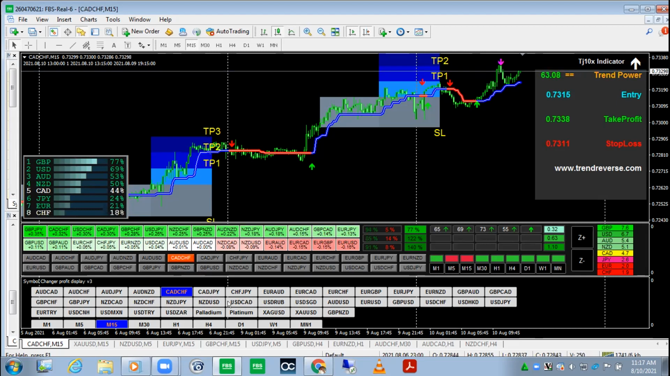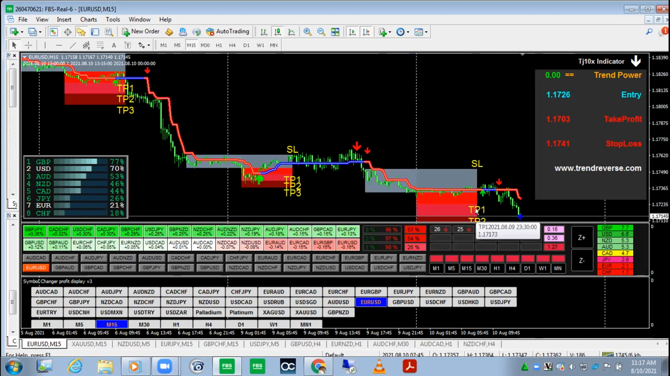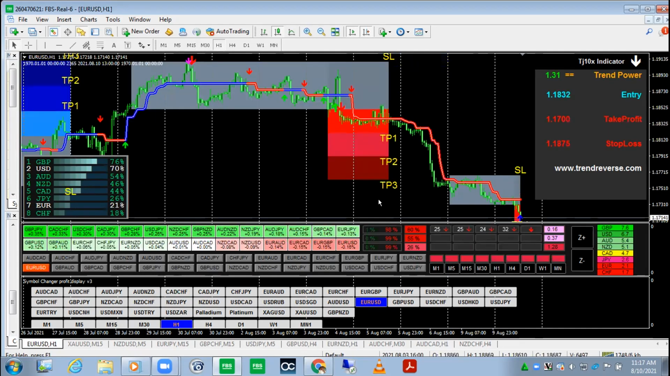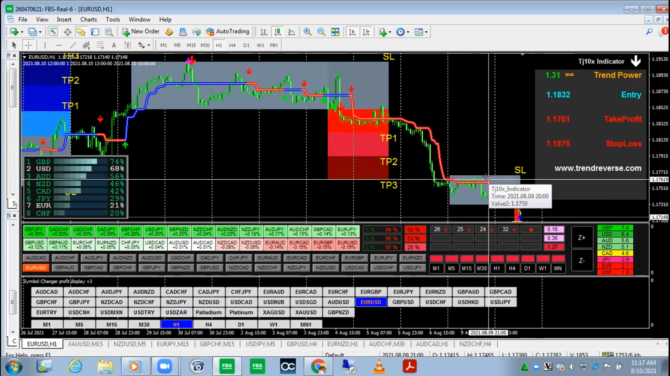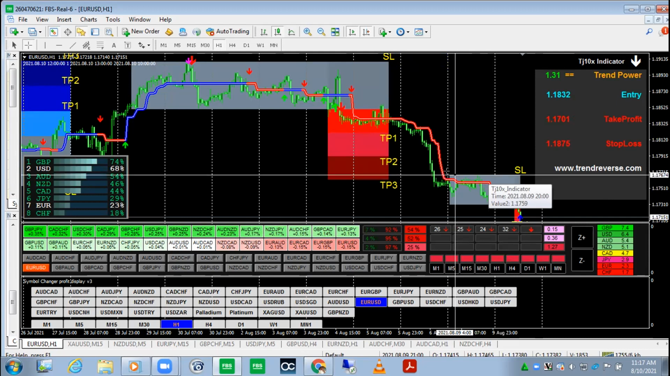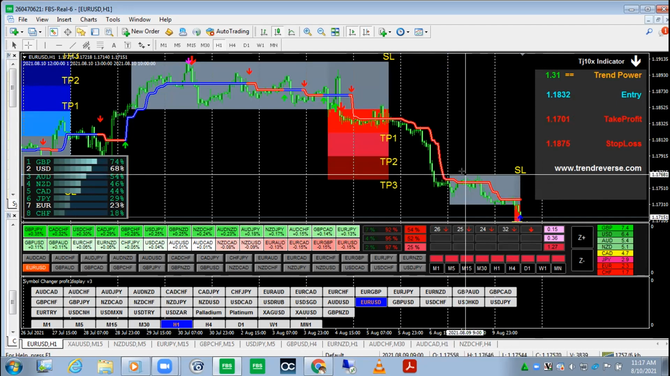Okay, this is Euro USD. Let's check. Euro USD is a downtrend, right? 15 minutes. Now let's go to 1 hour time frame. When did the big move start? This is a big move here. This was 6th of August. Today is 10. We are looking at 10.